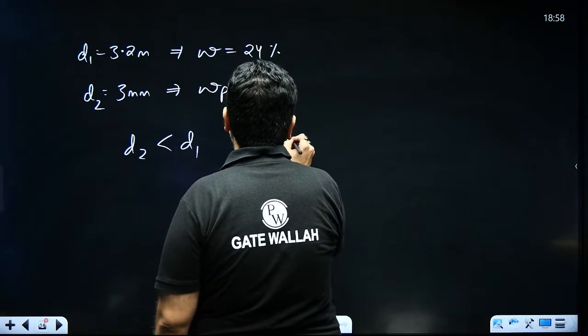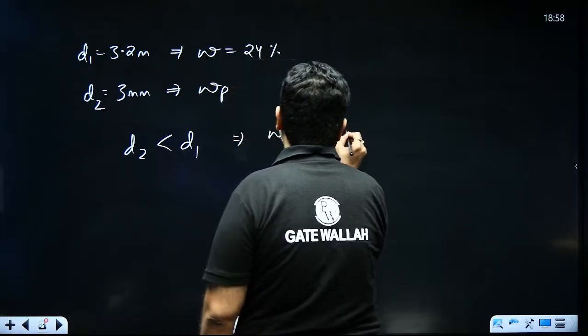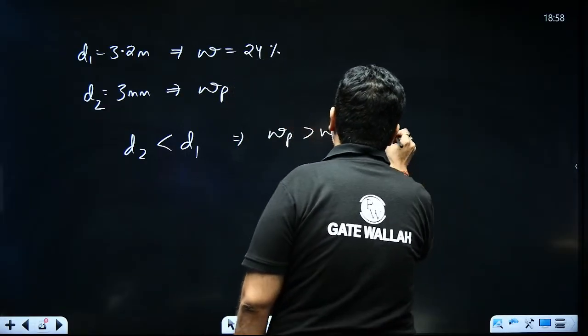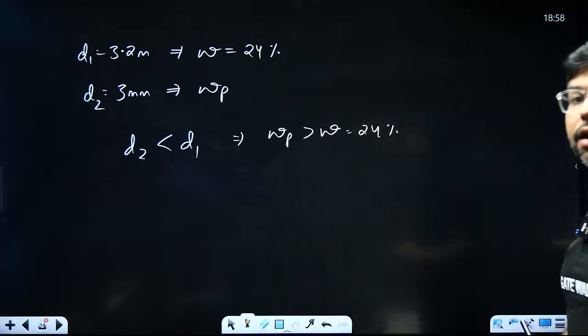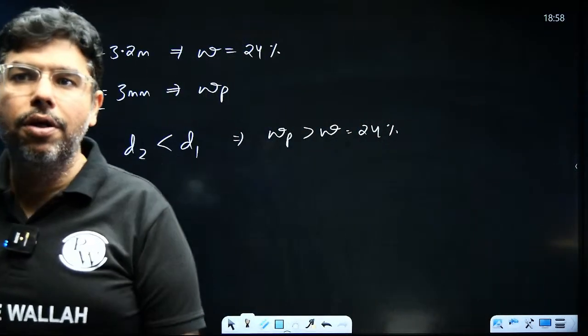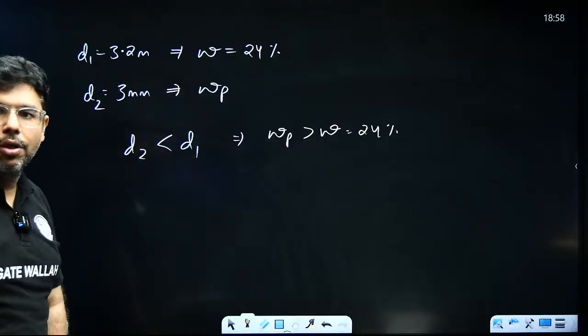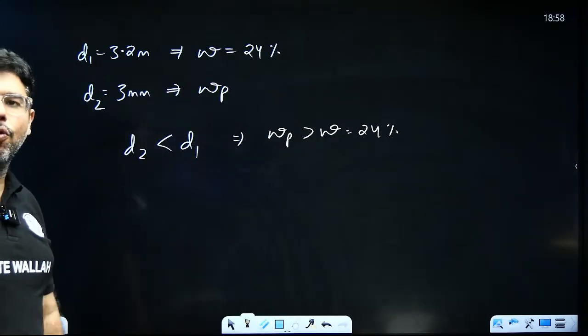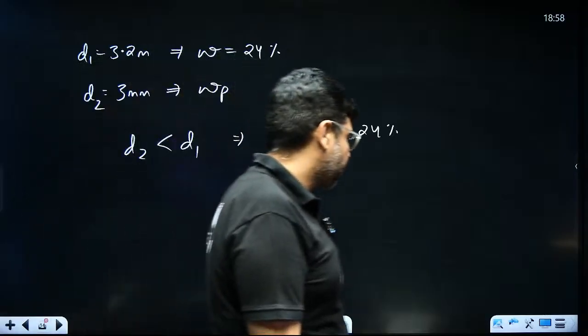My plastic limit would be greater than the water content, that is 24%. It would be slightly greater than 24%. Got my point? Here what happened is you have dried the soil more. Therefore, you were not able to roll it into a thread of diameter 3 mm.